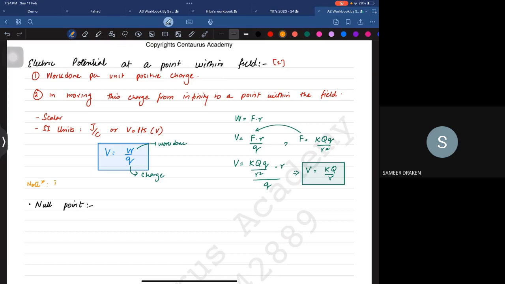Always remember that charges move from higher potential to lower. The other thing you need to understand is that we can earth to make potential 0. And then we shall go to the null point.